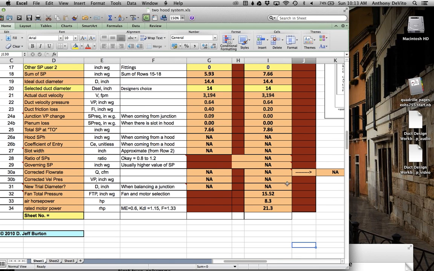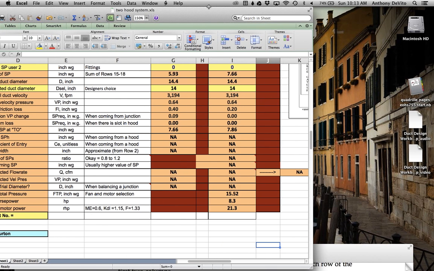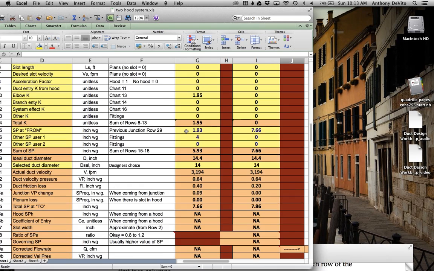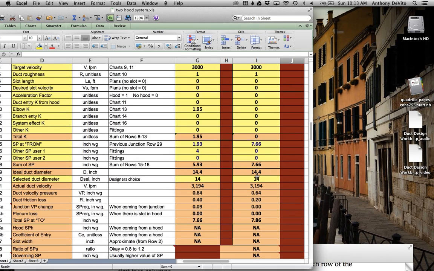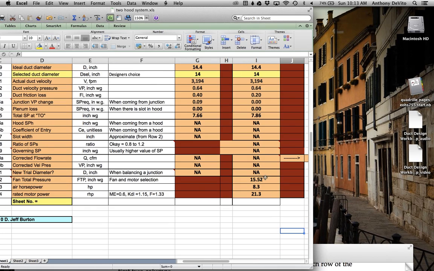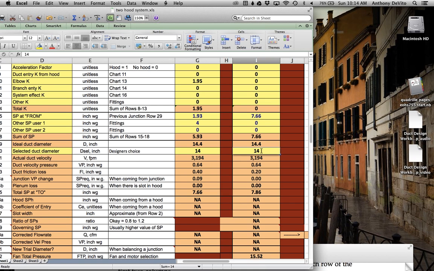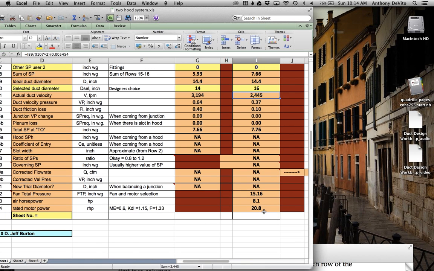And finally, we have all the calculations for our total system. Our fan total pressure is going to have to be 15.52 inches. That's the sum of the pressure in and out. Our fan is going to be 8 horsepower, and we're going to need a 21 horsepower motor to accommodate that. One of the things I might do, since I'm downstream of the air filter here, is say, let's go to a 16-inch duct, and see if that helps us out. And in fact, it drops the horsepower a bit.